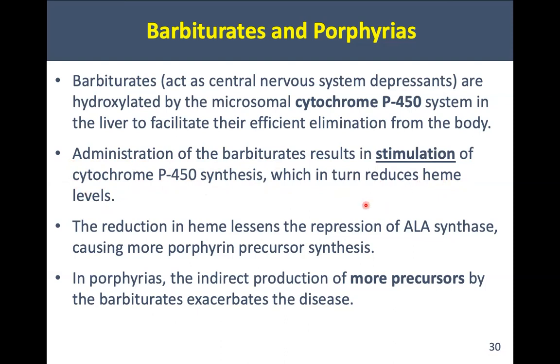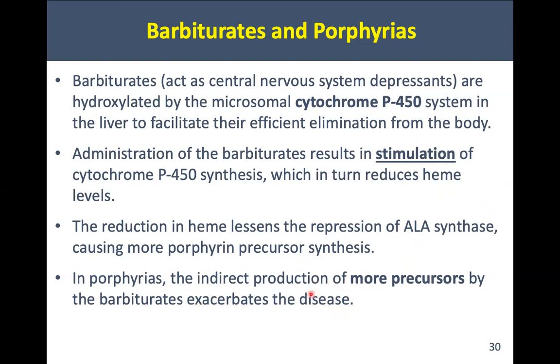is that if I have low levels of heme, now my ALA synthase is no longer inhibited, right? We talked about this before. We talked about how heme is an inhibitor of ALA synthase. So if I'm no longer inhibiting the ALA synthase, that's going to lead to increased activity of ALA synthase, right? And now if my patient has porphyria, this is going to lead to more precursors in the porphyrias. And that means that barbiturates are going to exacerbate the disease.